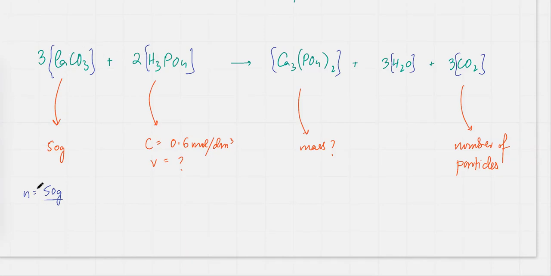So I want to find the moles of this substance. So 50 grams divided by the MR, which in this case would be calcium, would be 40. Carbon is 12 and oxygen is 16, and that would be times 3. And if I do that, I'll get my moles. Somebody tell me how many moles are we getting for this? Anyone, what are we getting?